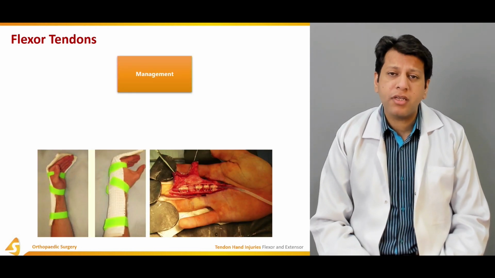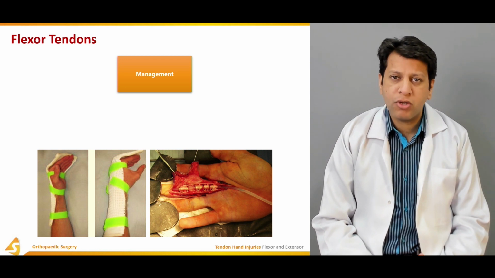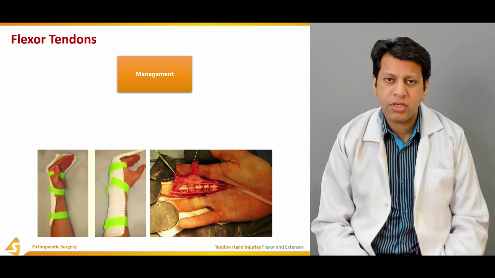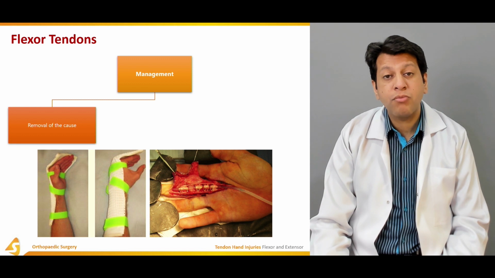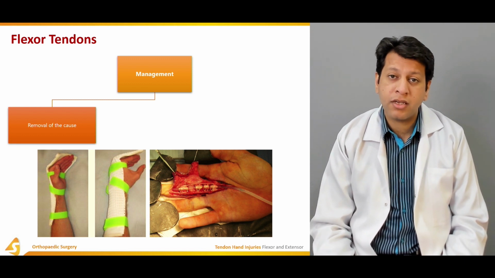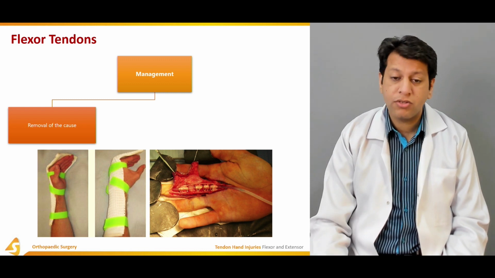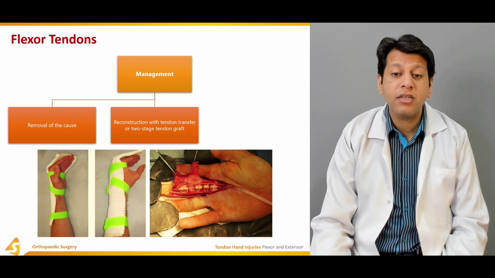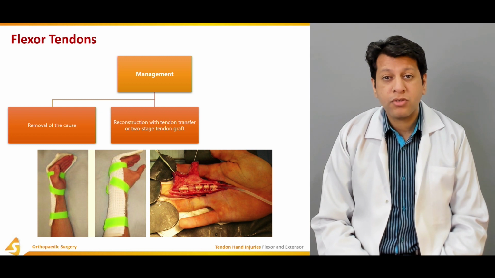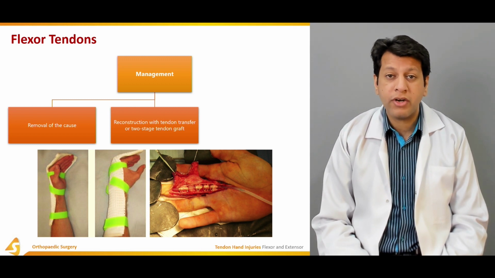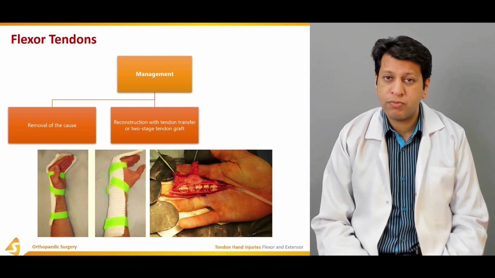Now coming to the management, if there is a closed injury, there are two problems. The tendon is not normal, because there was also an associated pathological process going on already. So first, you have to remove the cause, which could be an osteophyte, an avulsion injury, or something related to rheumatoid disease. So the first is removal of the cause. Second is reconstruction with tendon transfer or a two-stage tendon graft. Usually, once the tendon gets ruptured, it retracts quickly and there's a large gap in between, so primary repair is not always possible.